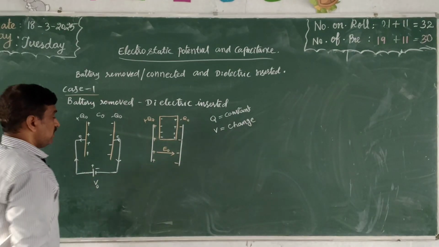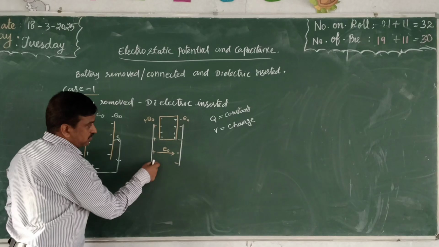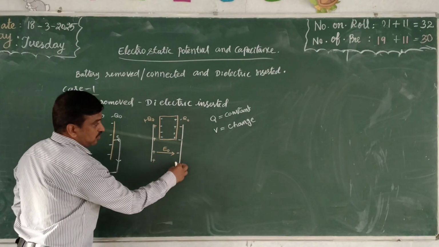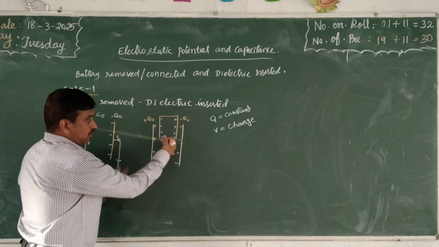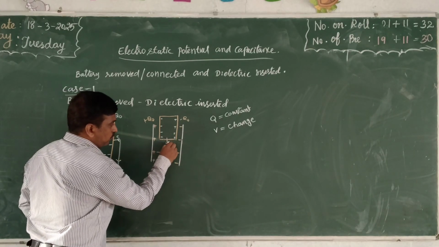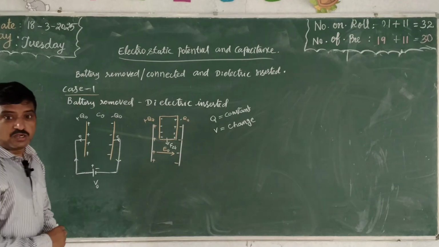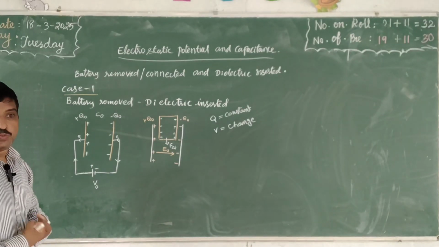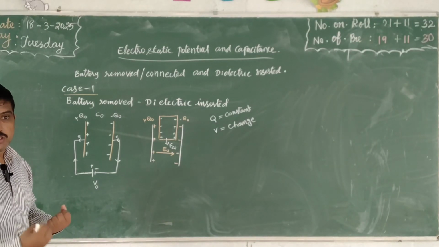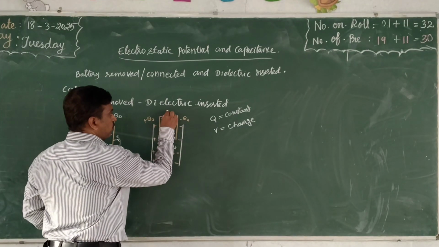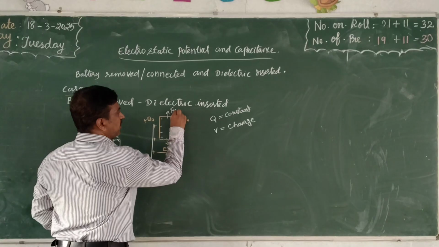See here, the positive charges pull the negative charges downwards, and the negative charges attract the positive charges, so the dielectric is moving downwards. Because of these electric forces it will move downwards and its speed changes. Since the speed changes, everything will collapse. So that's why we are applying an external force, F external.